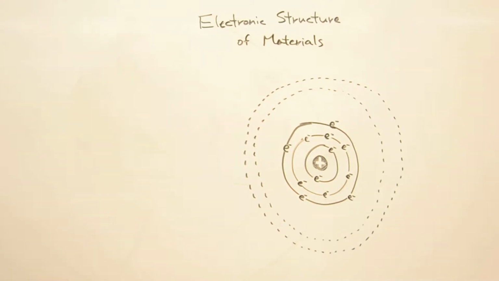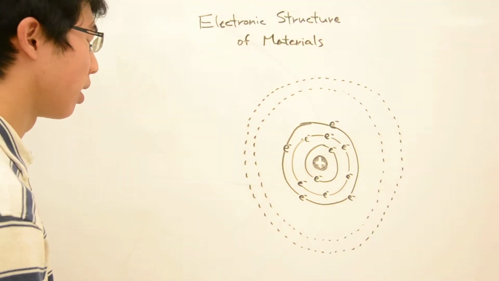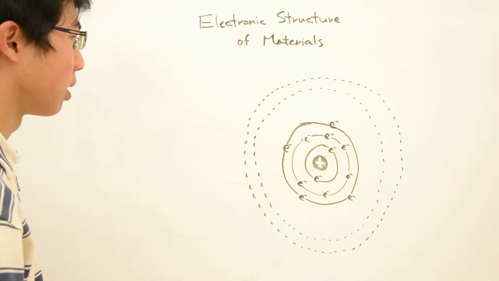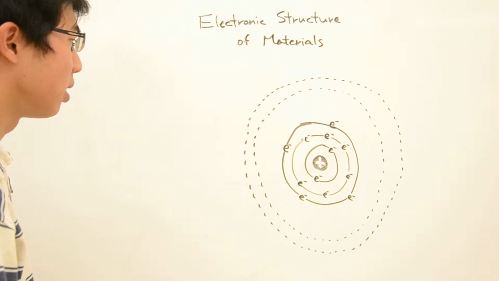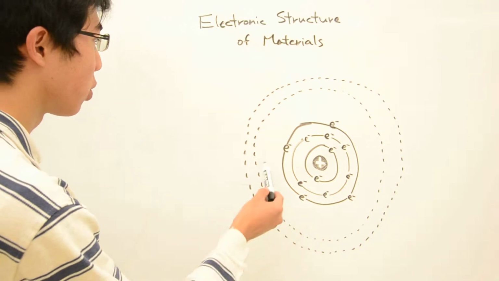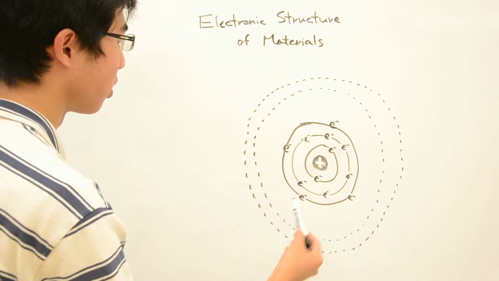The topic of this video is the electronic structure of materials. And we start off with the most basic model of the atom, where there's a positively charged nucleus surrounded by negatively charged electrons. Since negative charges are attracted to positive charges, these electrons are essentially trapped within their respective shells.